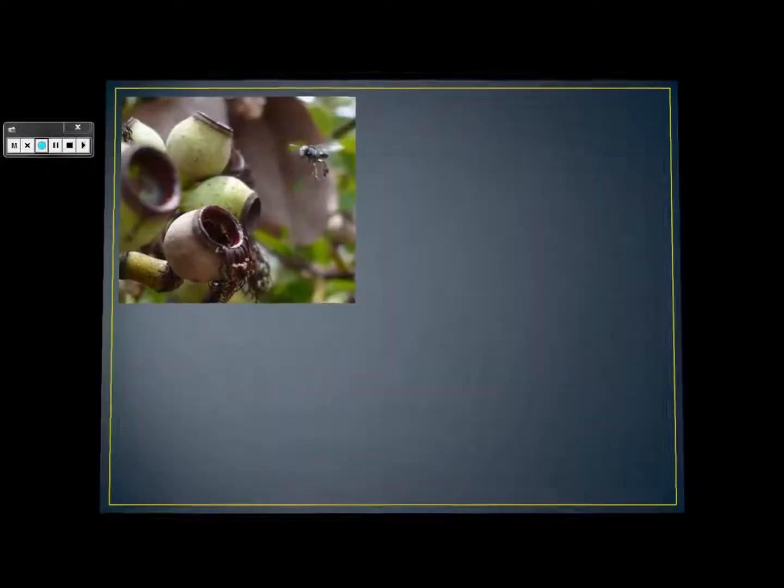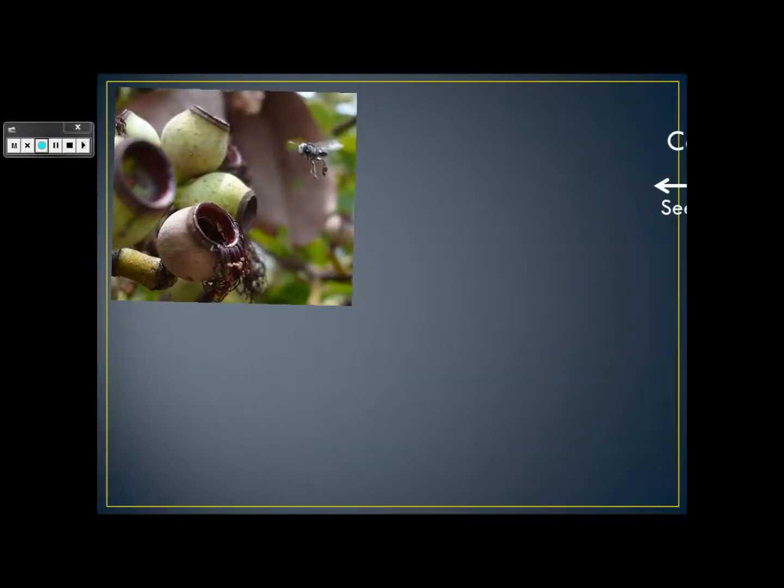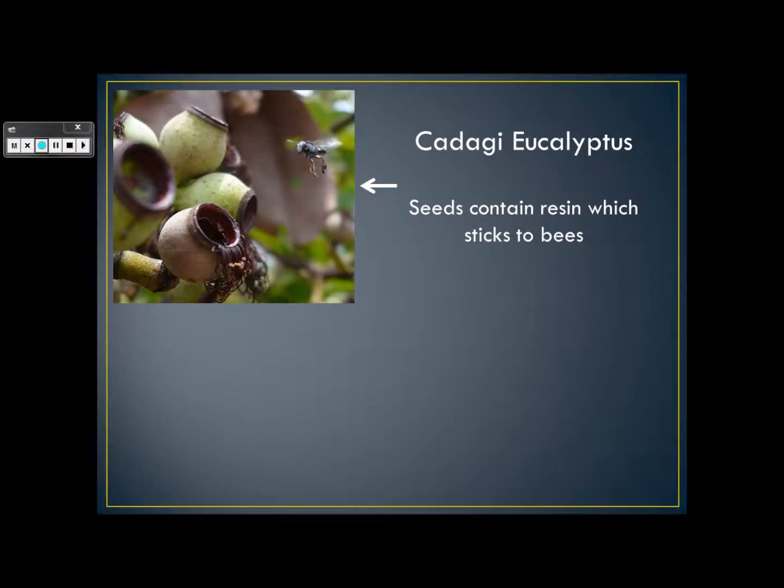The Cadagia eucalyptus's seeds contain a resin which is used by meliponene bees for building their nests. This resin causes the bees to carry the seeds with them, but because these seeds could cause a blockage in their nest, they remove them as soon as they can. If the seed lands in a suitable habitat, it is beneficial to the plant.